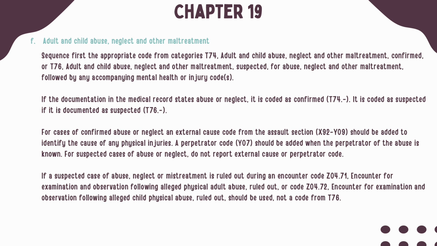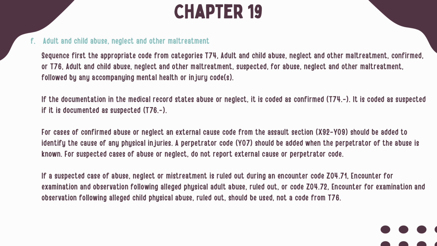When adult or child abuse, neglect, or maltreatment are documented within the record, you should assign the codes as follows. If confirmed, a code from category T74, followed by an external cause code for the assault, found in categories X92 through Y09. When the perpetrator of the abuse is known, you should also use a code from category Y07. If it is suspected, then you should use a code from category T76. These codes should be followed by any accompanying mental health or injury codes that are also present.